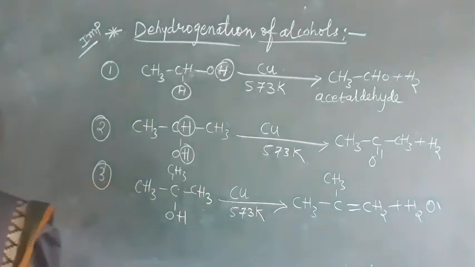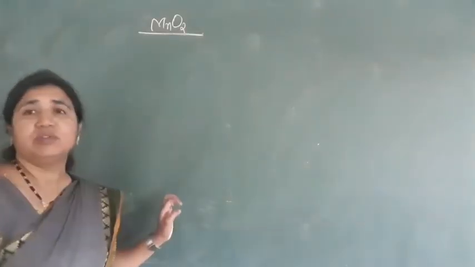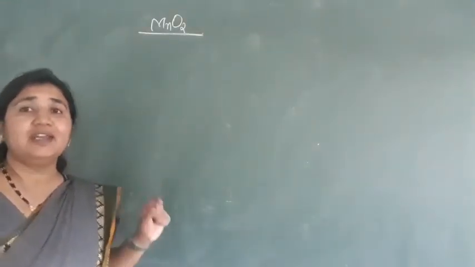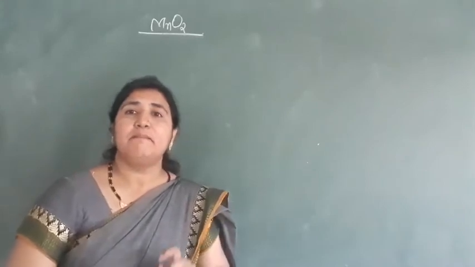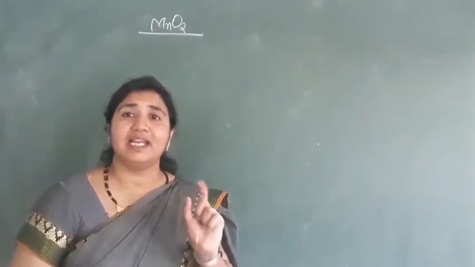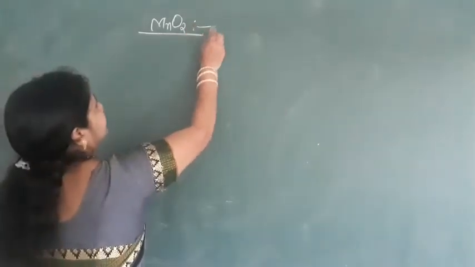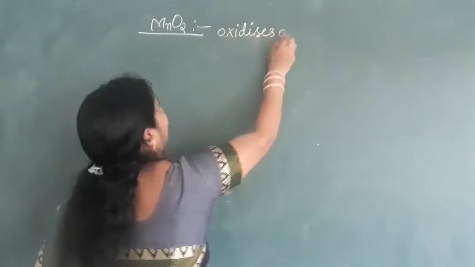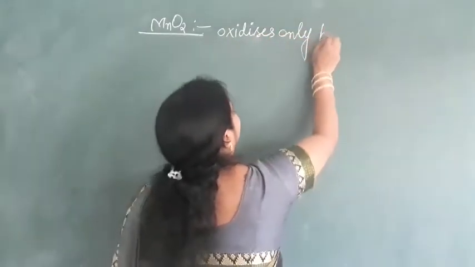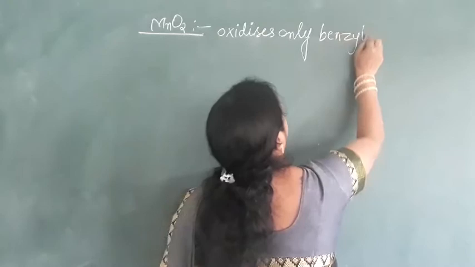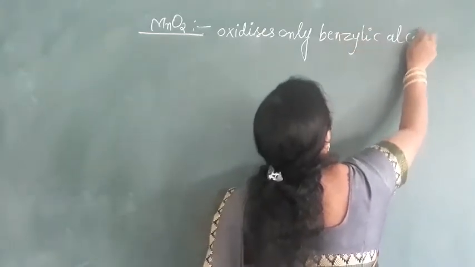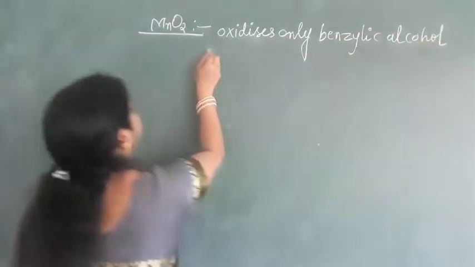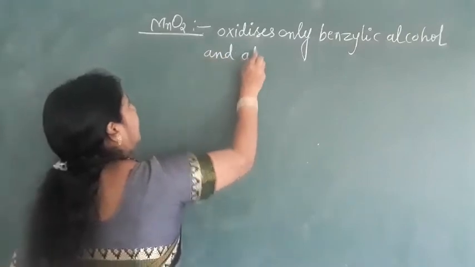Now next we have MnO2. This is also an oxidizing agent. It oxidizes only benzylic alcohol and allylic alcohol. This is the main point here. This oxidizing agent oxidizes only benzylic alcohol and allylic alcohol.